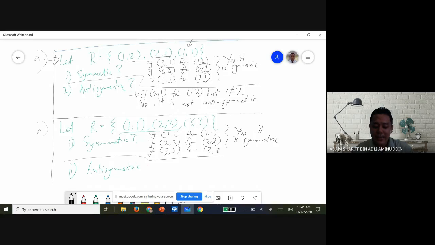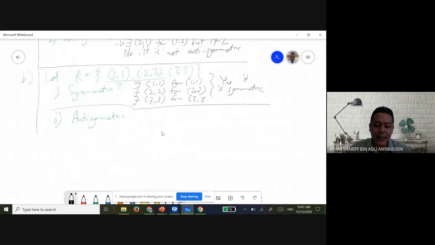But for antisymmetric, I need to check whether it is equal or not for every element. There exists 1, 1 for 1, 1. 1 equals 1.